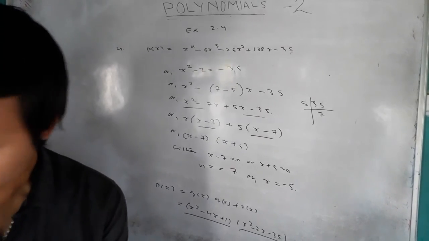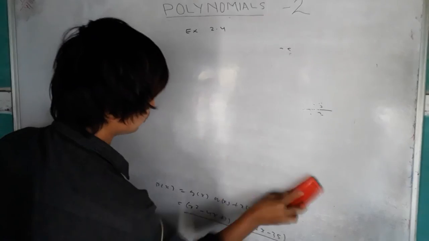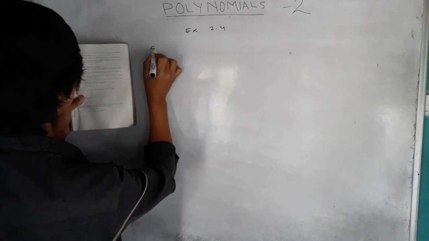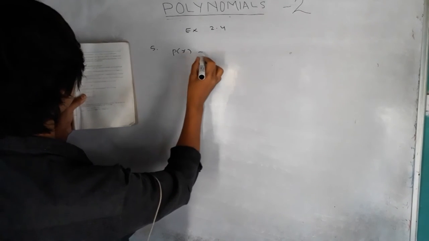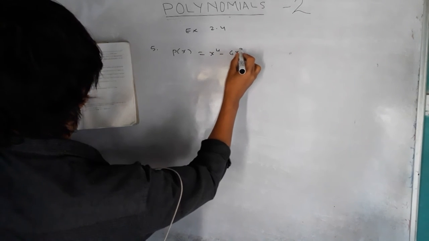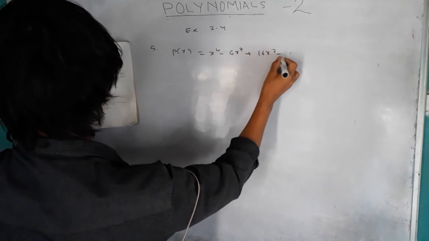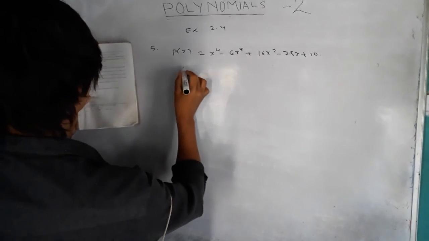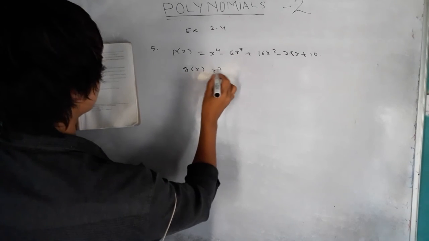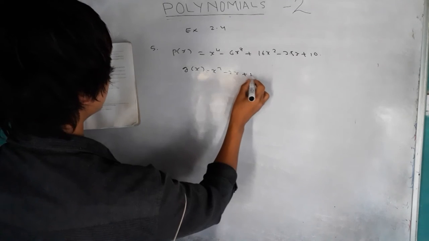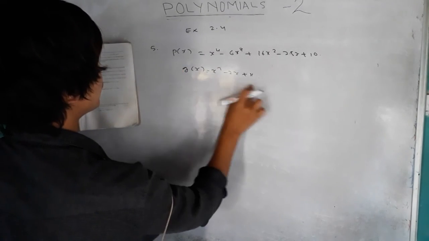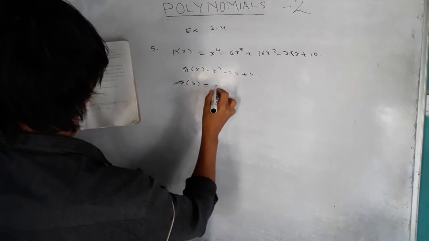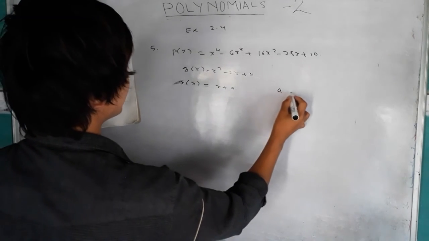Okay, so last question, number 5. We'll quickly do number 5, the last question of this optional. So what is the question saying? Question number 5. Here given p(x) is x to the power 4 minus 6x cube plus 16x square minus 25x plus 10, which is divided by another polynomial g(x), x square minus 2x plus k. This polynomial is divided by this polynomial, and the remainder comes out. r(x) is x plus a. We need to find the value of a and k.